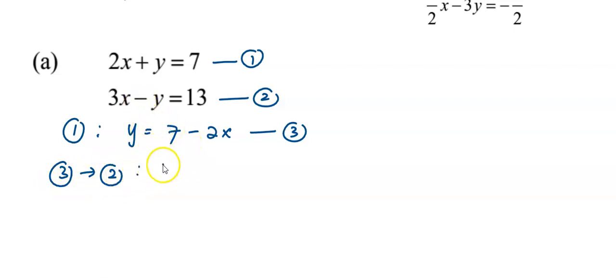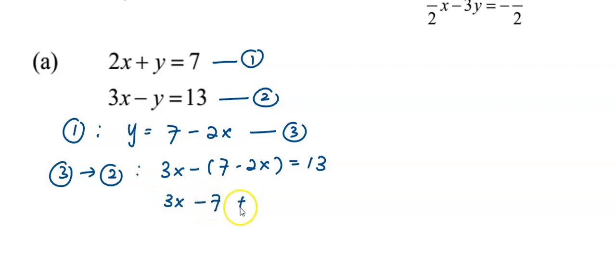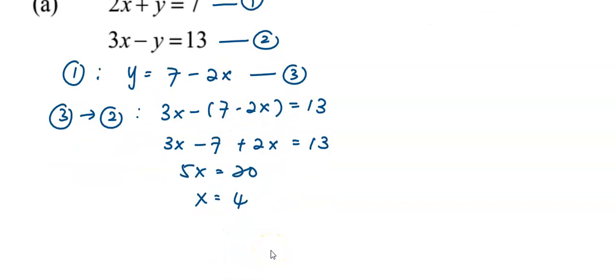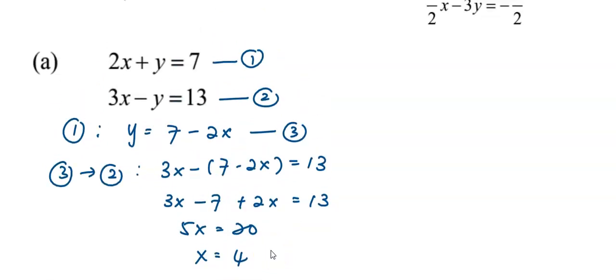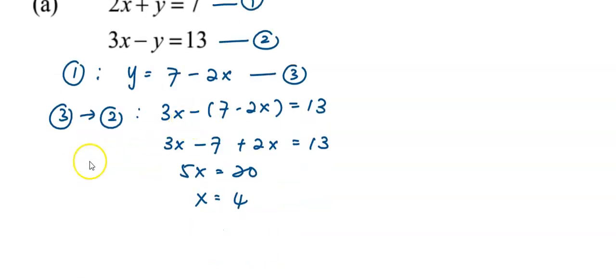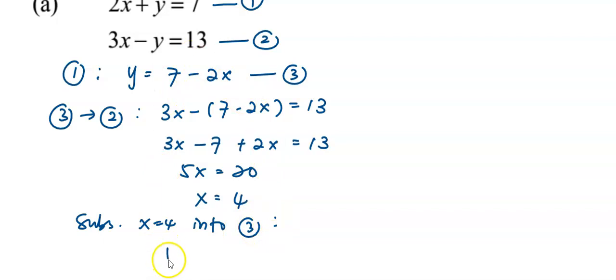I have 3x remain as 3x minus y, where y will be replaced by 7 minus 2x, equals 13. After that, expand it. You get 3x minus 7 plus 2x equals 13. 5x equals 20 and x equals 4. Once you get x equals 4, you can substitute x equals 4 into equation 3, that is finding the y.